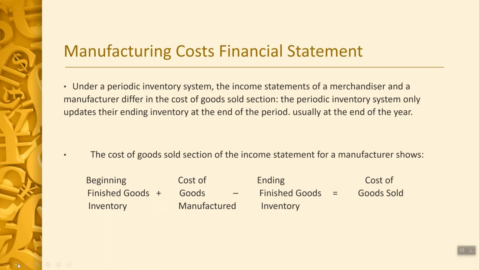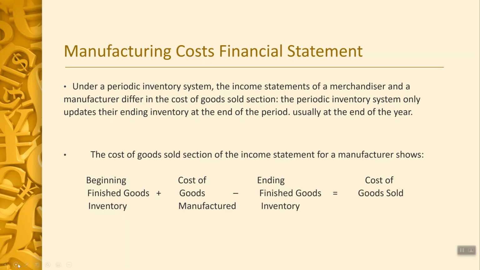All right, so for this chapter, our focus is manufacturing company. The financial statements of a manufacturer and a merchandiser are usually very similar, but they are different in two ways. They are different in the current asset section of the balance sheet and the cost of goods section of the income statement. So in the manufacturer's balance sheet, there are three categories of inventory. We have the raw materials, we have the work in process, and then we have the finished goods.